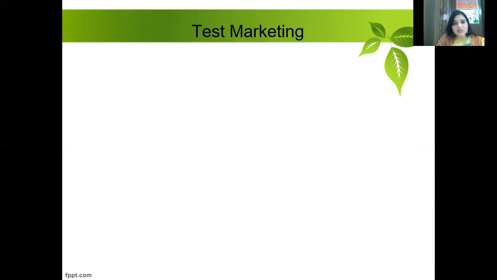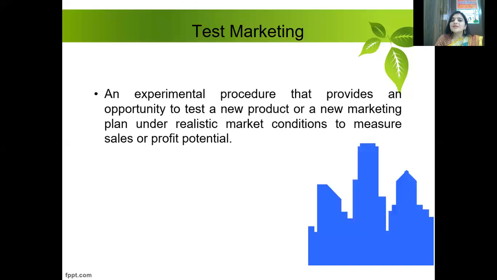What test marketing actually is, it is an experimental procedure that provides an opportunity to test a new product or a new marketing plan under realistic market conditions to measure sales or profit potential. You are not going to change market conditions here. We are calling it a controlled market because we are launching the product in a limited market, in a very small scale market, so as to check whether everything related to product is good or not.